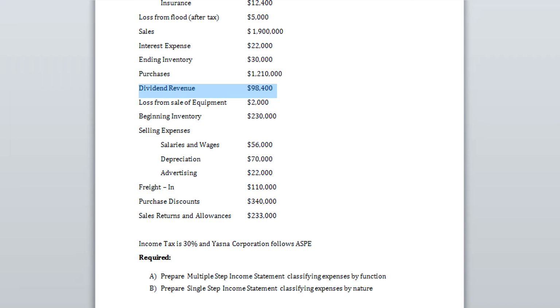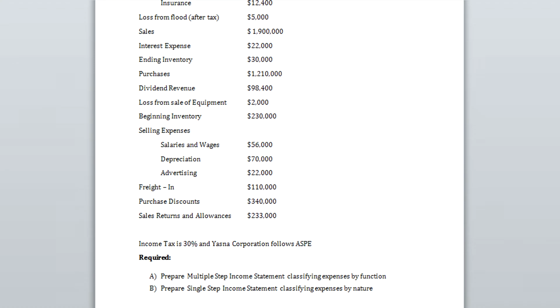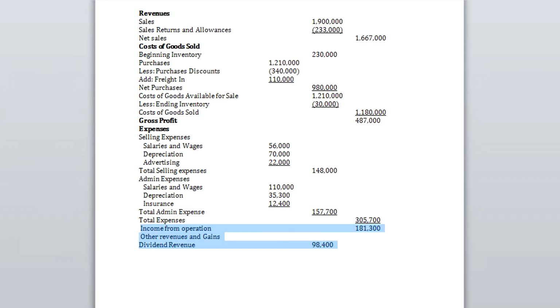Do we have any others? Loss from sale of equipment? No. Begin inventory? No. We already used this, this, and this. So only one seems to be our dividend revenue. So our dividend revenue was $98,400. Okay, so we just add that in. I'll just put this in appropriately here. Remove the space. There we go. That's pretty straightforward for other revenues and gains. We only had one. Now we'll do our other expenses and losses.